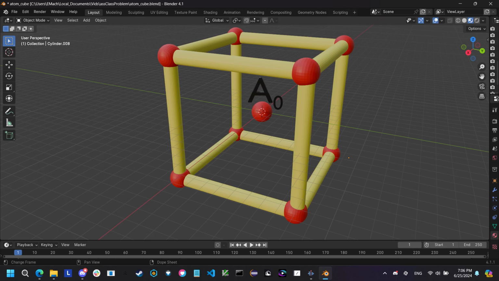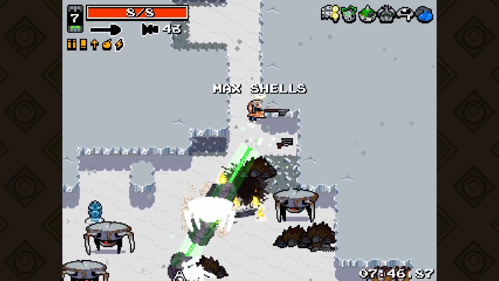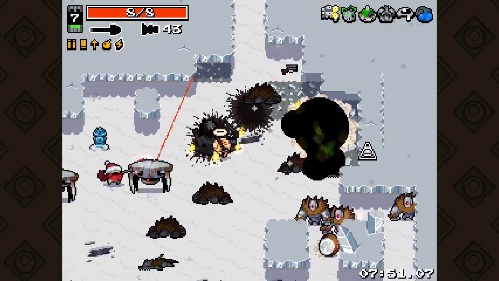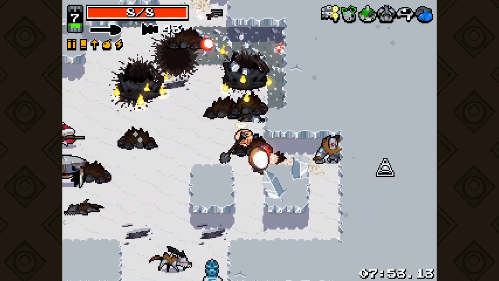We are given in the problem description that one side of the cube, which would be a yellow cylinder in this model, has a length of A, which is just a variable. Using just this information, we need to find the volume of the region of the cube where every point contained within the region is closer to the atom A0 than any other atom. Simple, right? No? Well, hopefully I can help you understand by going through 2 possible solutions.